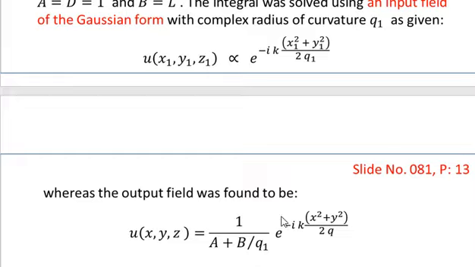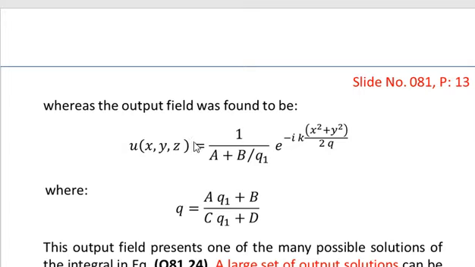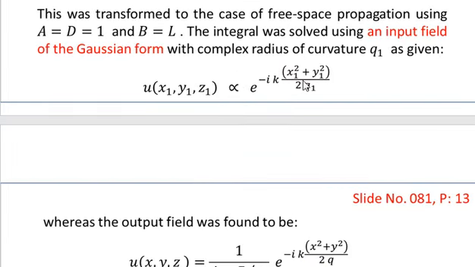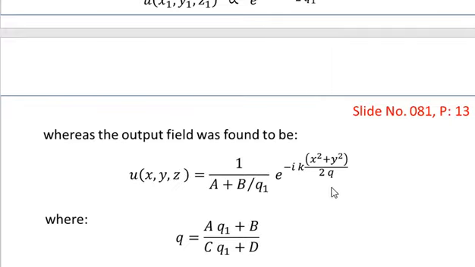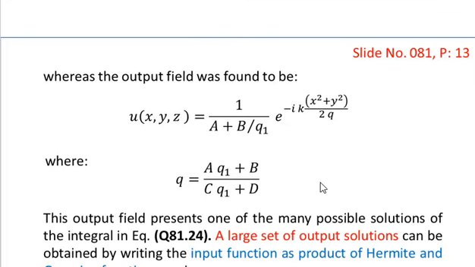Whereas the output field was found to be u of x, y, z is equal to 1 over a plus b over q1 into e to the power minus iota k (x square plus y square) over 2q. You can notice that the difference in the phase term is that you have 2q1 because q1 is the complex radius at the input plane, and here q is the complex radius at the output plane. These two complex radii of curvature are related through the relationship, that is q is equal to a into q1 plus b divided by c into q1 plus d.